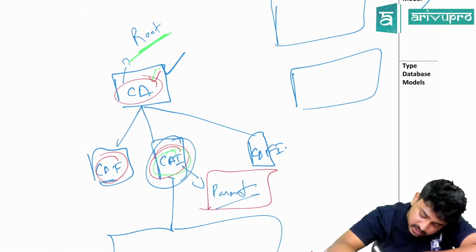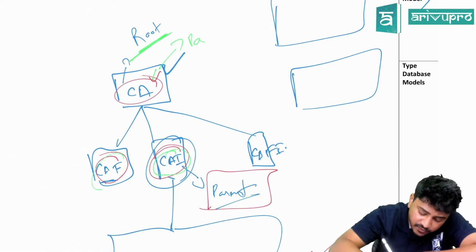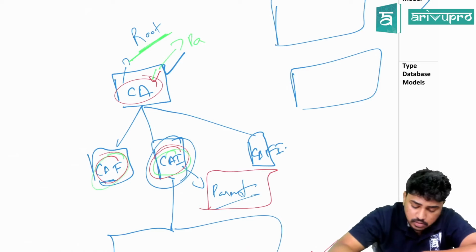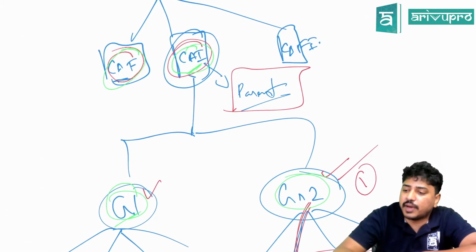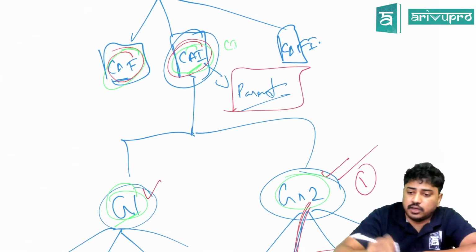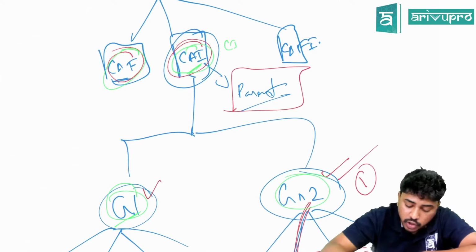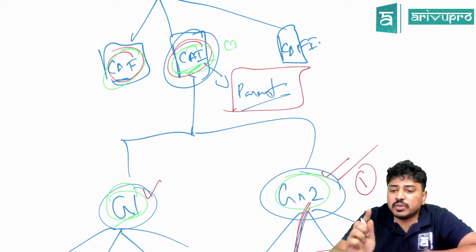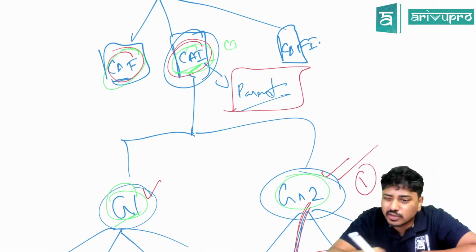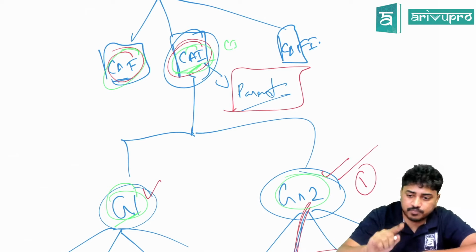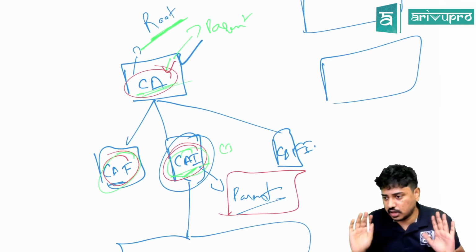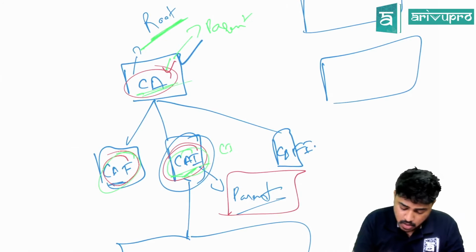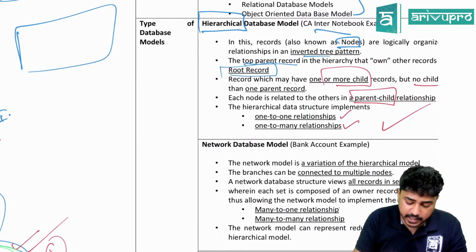For CA foundation, what is the parent? CA only, that is the parent. But for CA intermediate, for group 1, who is the parent? CA intermediate. So although CA intermediate is the parent, is it the root? No. In some cases it can be the same; it depends on how the data is arranged. Are we clear?